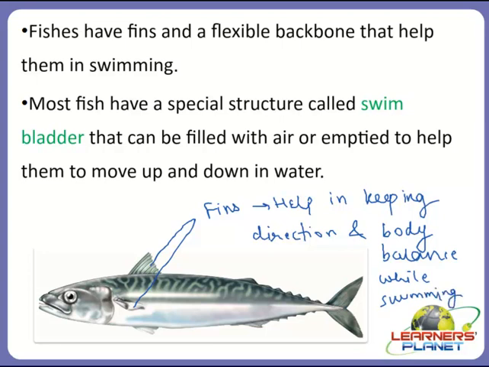Here you can see this is the tail. And this tail is moved in a zigzag way to push the body forward. Fish such as sharks and rays have no bones inside their bodies, as their skeleton is entirely made up of cartilage. So this is one amazing thing about sharks and rays. Their skeleton is entirely made up of cartilage and they have no bones inside their bodies.